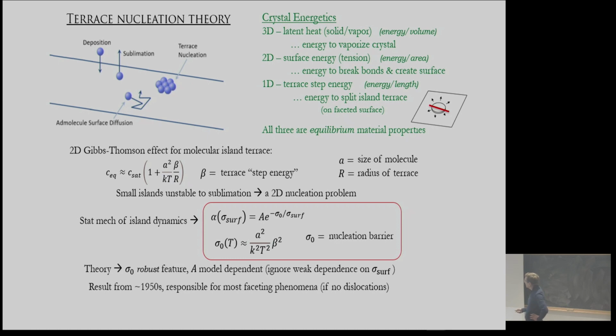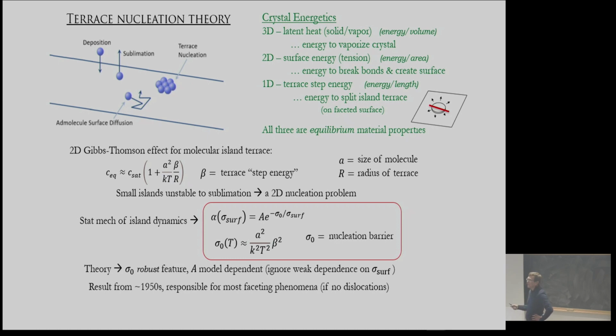equilibrium vapor pressure depends on the size of the terrace, and smaller terraces are unstable to sublimation, and that's just because there's not very much binding those small terraces together. Once the size of the terrace is infinite, so this edge becomes a straight line, then the equilibrium vapor pressure is just the saturated vapor pressure for ice, and then you've got a stable crystal. So it becomes a nucleation problem.